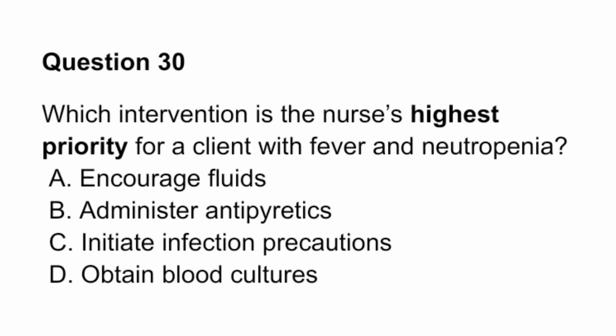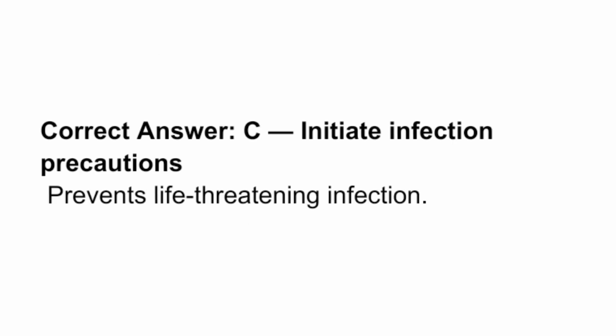Question 30. Which intervention is the nurse's highest priority for a client with fever and neutropenia? A. Encourage fluids. B. Administer antipyretics. C. Initiate infection precautions. D. Obtain blood cultures. Correct answer, C. Initiate infection precautions. Prevents life-threatening infection.